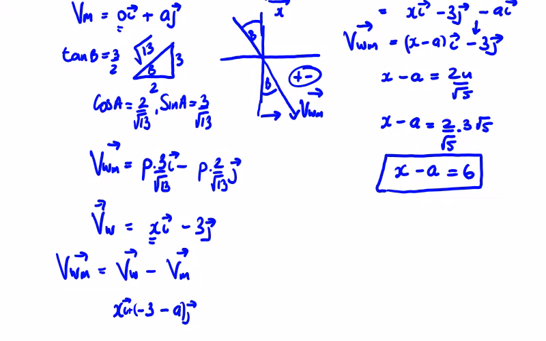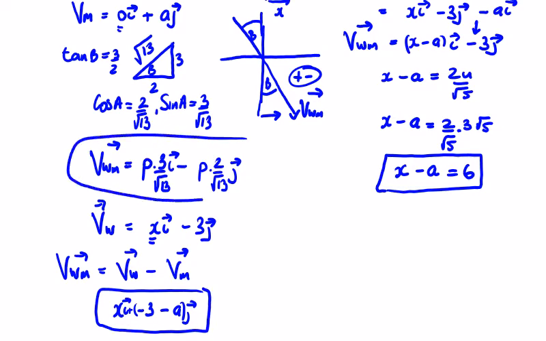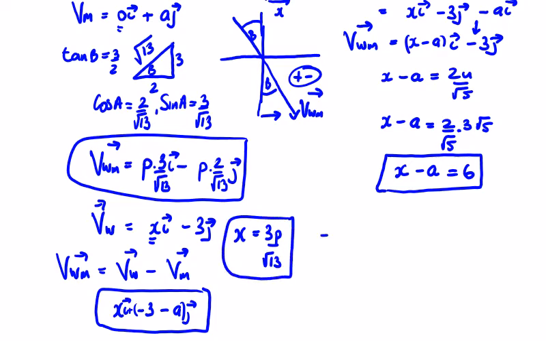So if we equate these, we've got our two velocities of wind relative to man. So x is going to have to be equal to 3p/√13. So that's another value for x, and we're going to have minus 3 minus a is going to have to be equal to, well, then all pluses then, minus 2p/√13.